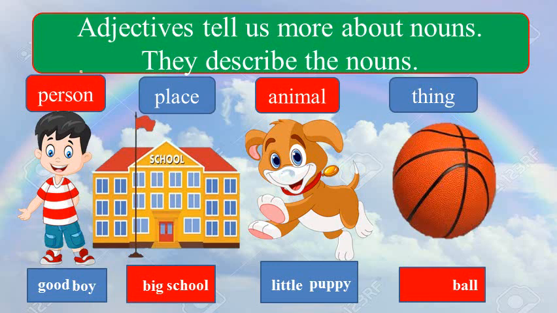Little puppy. Now think ball. You want to tell something more about the ball. It is a soft ball, hard ball, new ball. All these words are called adjectives. So see students, good, big, little, hard are the describing words. We also call them adjectives and they come before the noun because they are describing the noun.